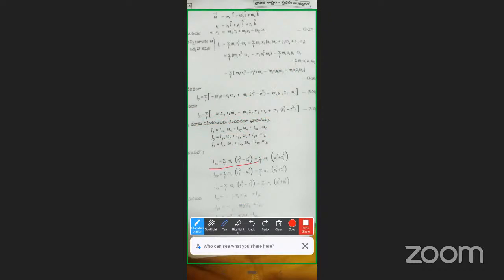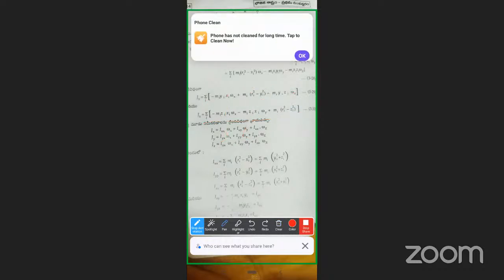So simply, Lx: this term is Ixx, this term is Ixy, and this term is Ixz. So you can write this simple equation: Ixx omega x plus Ixy omega y plus Ixz omega z. Similarly for the y-axis and z-axis: this is Iyy, this is Iyx, and this term is Iyz.